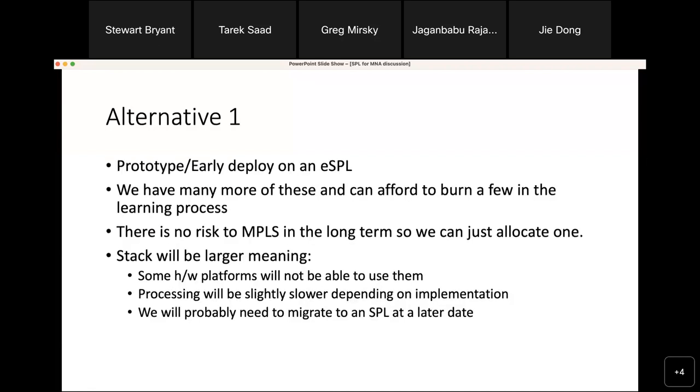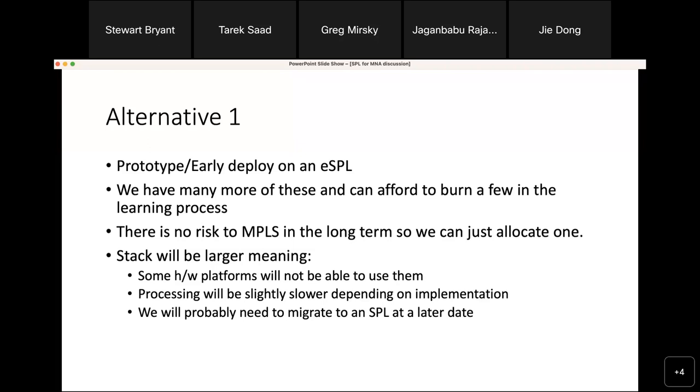There are some alternatives that we could consider. For example, we could do the early work, prototyping and early deployment on an ESPL. We have a huge number of ESPLs, many more than we have SPLs, and we could afford to burn a few of them, making a mistake and learning about how this design should work. So that would mean if we use one of those, there is no risk to MPLS in the long term.